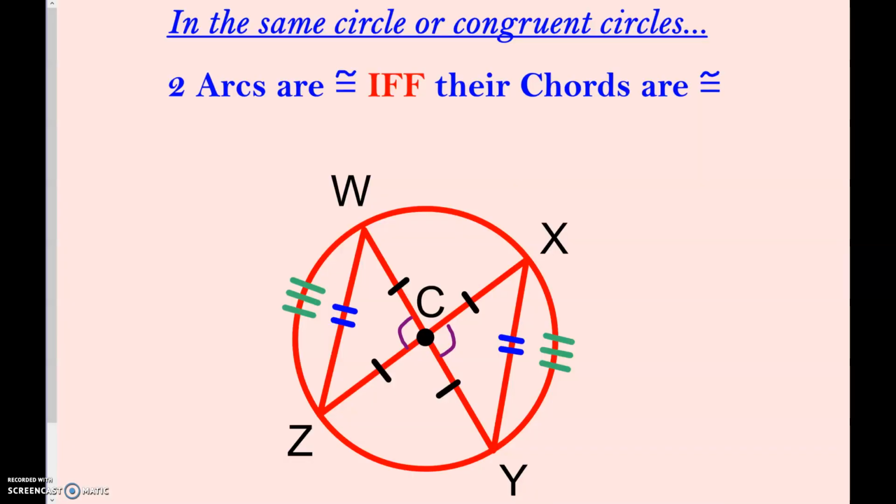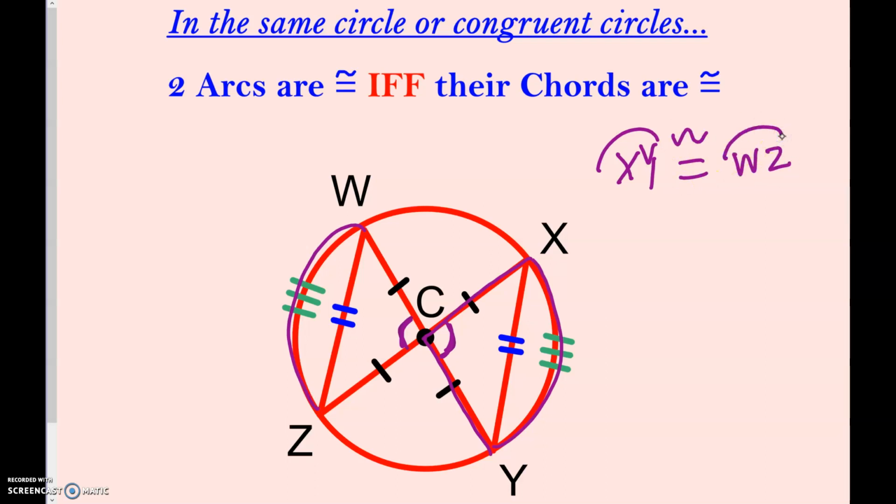All right, so in the same circle, 2 arcs are congruent if and only if their chords are congruent. So if we look at this, we have central angles. This one's marked congruent to this one. So going out to this circle, we have this arc right here, XY. So arc XY is going to be congruent to arc WZ.